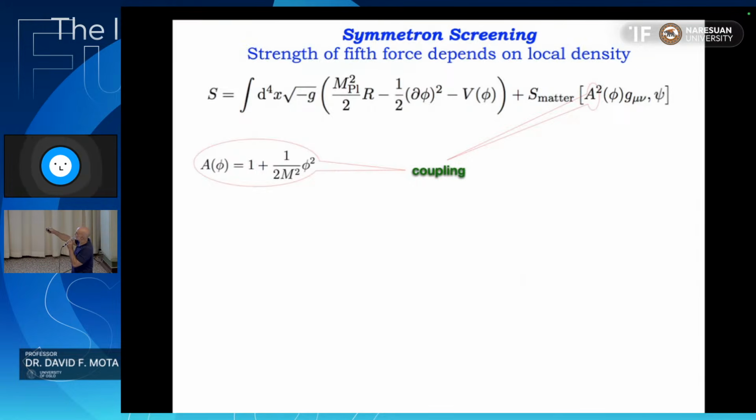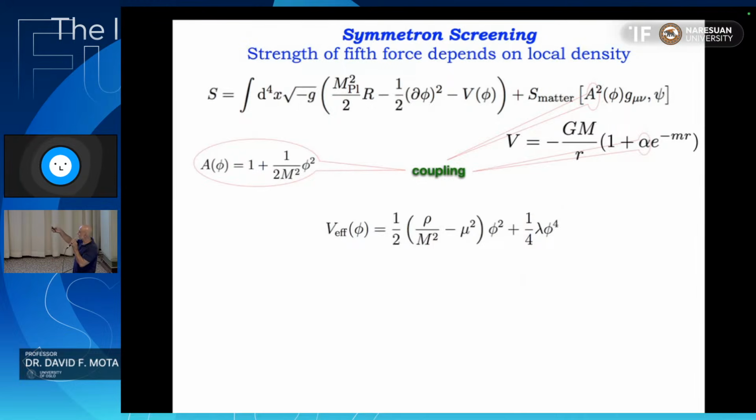So the choice here now is a phi squared potential, like this. It's a phi squared coupling. And so what we are going to do is that alpha, the coupling, the Yukawa correction, is not going to be a constant anymore, but will depend on the local environmental density.